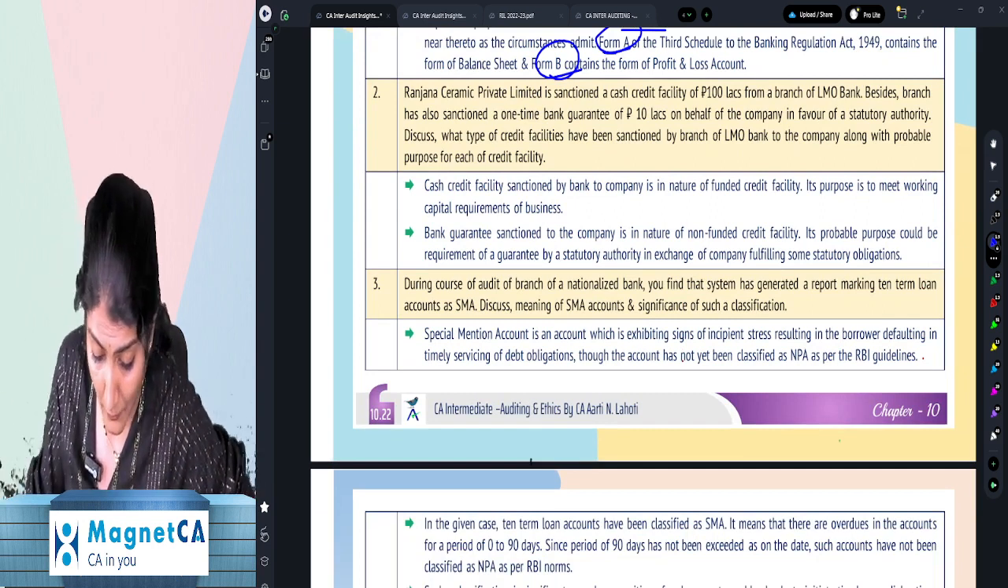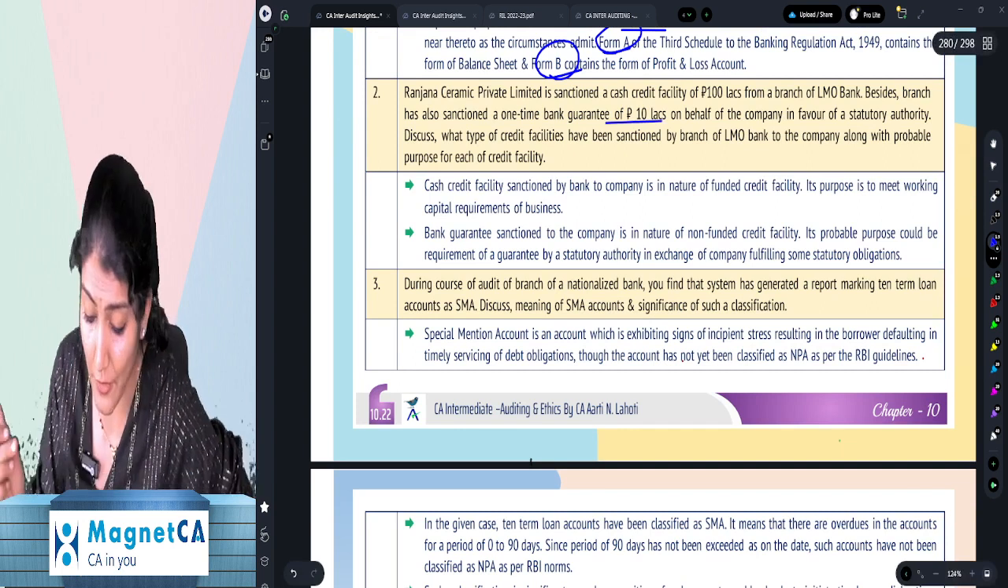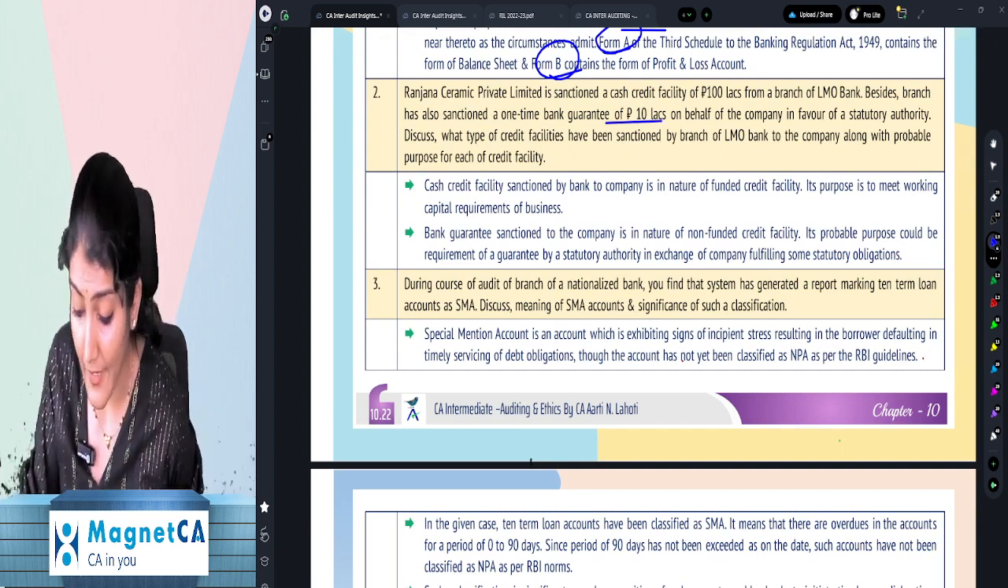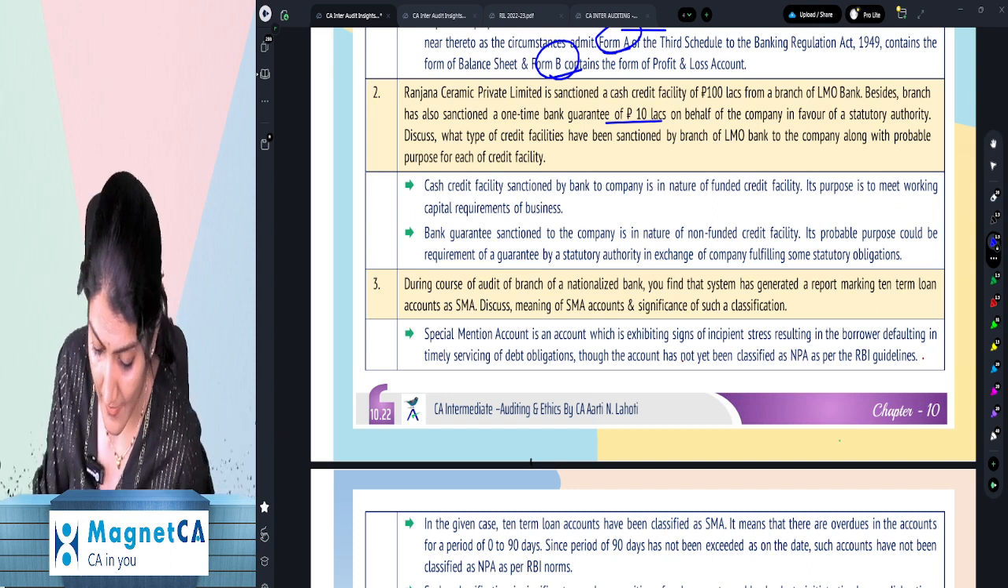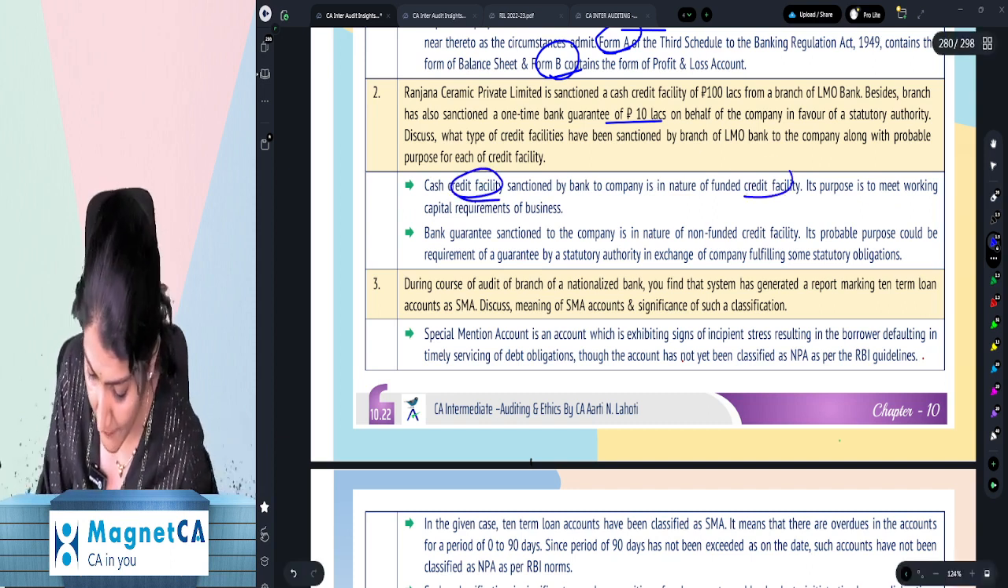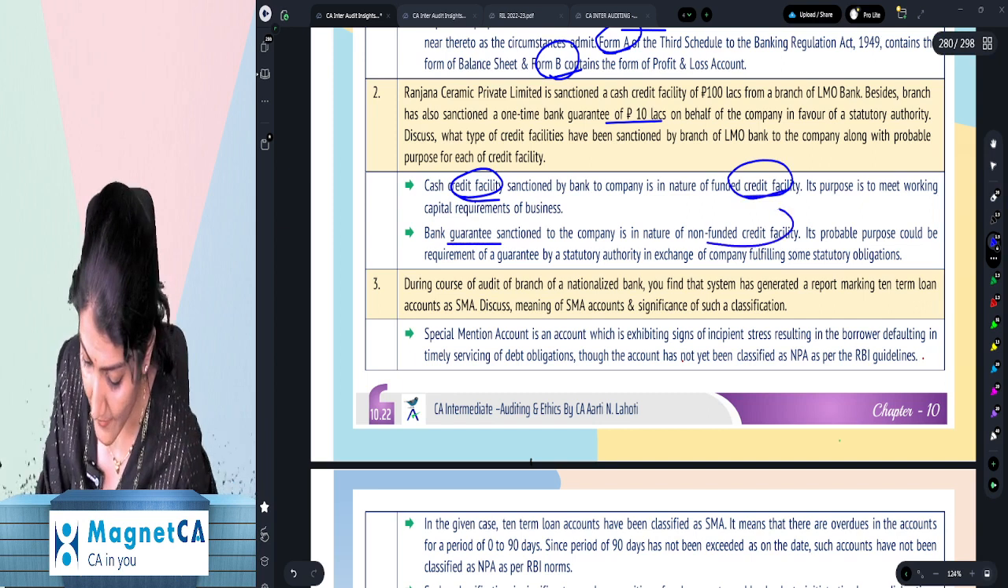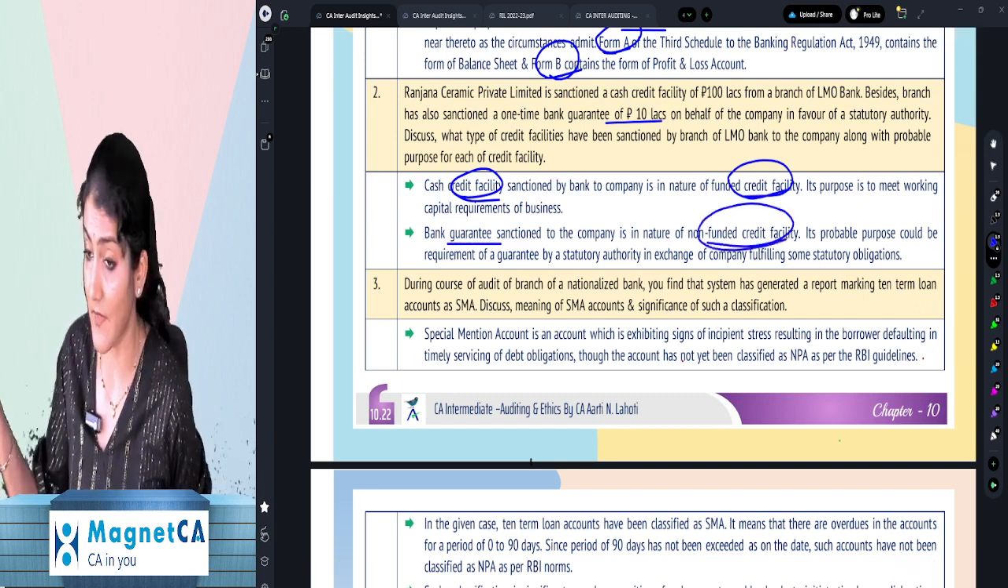Besides, the branch has also sanctioned a one-time bank guarantee of 10 lakh on behalf of the company in favor of a statutory authority. What type of credit facility has been granted? Cash credit is a funded credit facility, whereas bank guarantee is a non-funded credit facility.